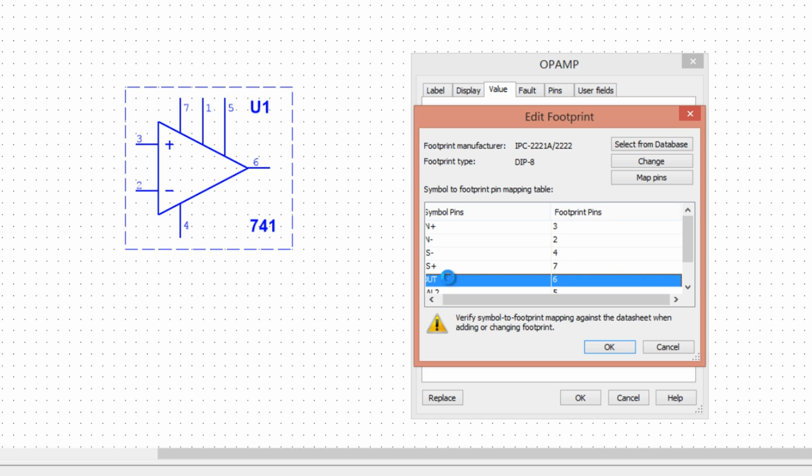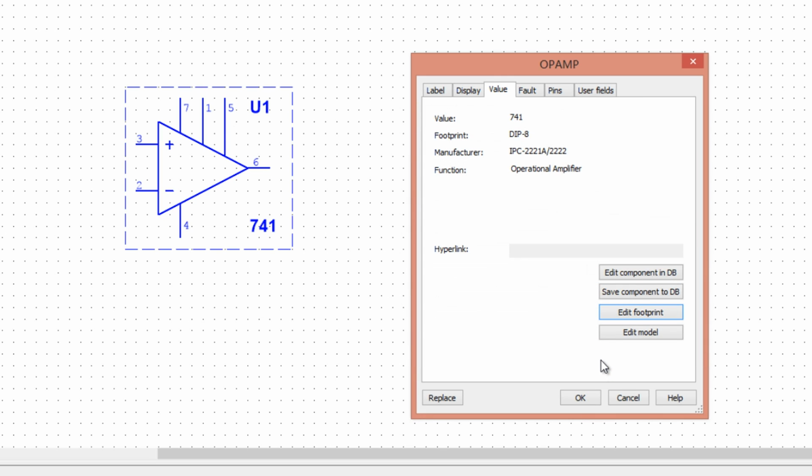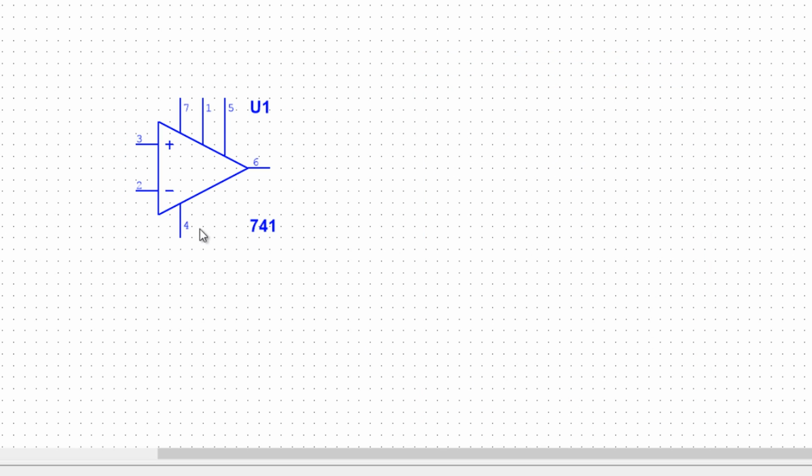The footprint pin 6 is output. The footprint pins 1 and 5 are used for balancing in the op-amp. We usually leave them open without connecting to any part of the circuit. If we want to make this op-amp work properly in the circuit, footprint pins 4 and 7 should be connected to the correct power supply. We've seen previously footprint pin 4 is connected to the negative power supply and footprint pin 7 is connected to the positive power supply.